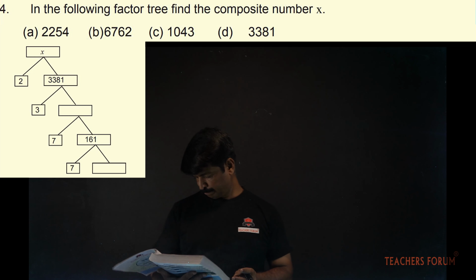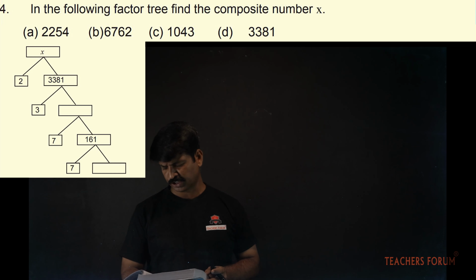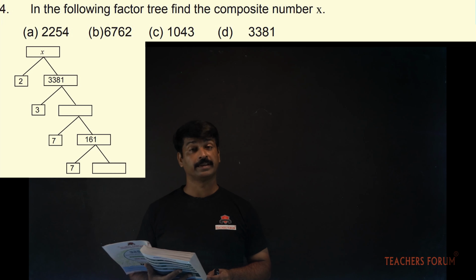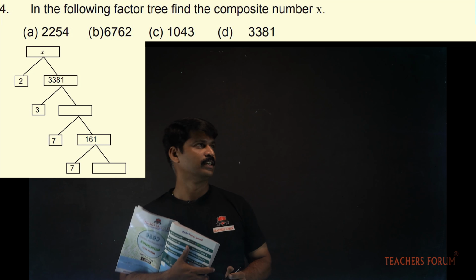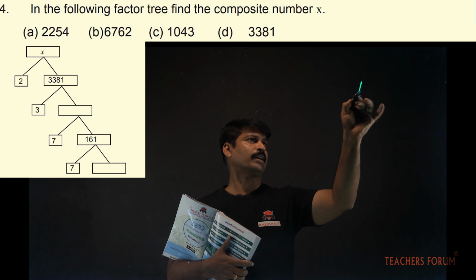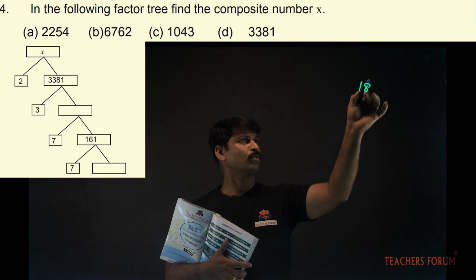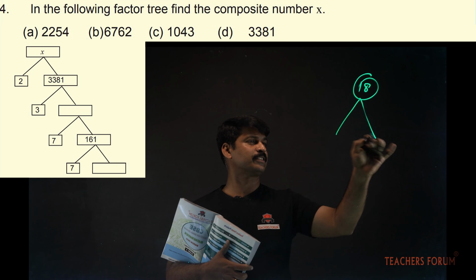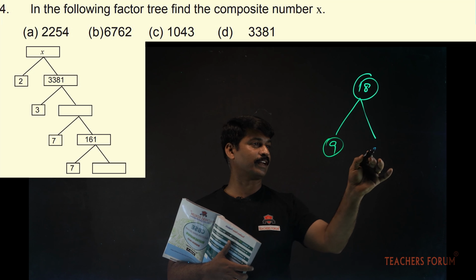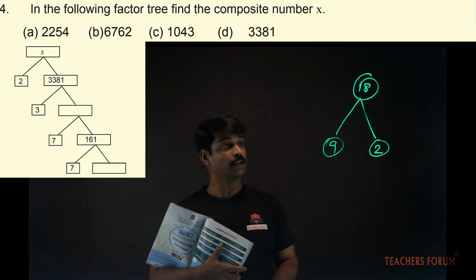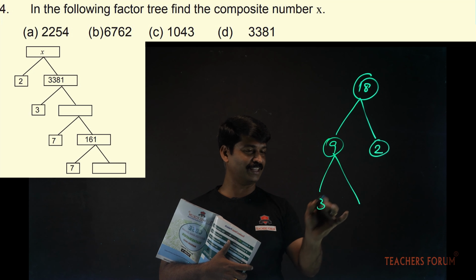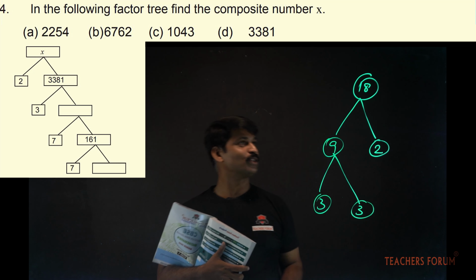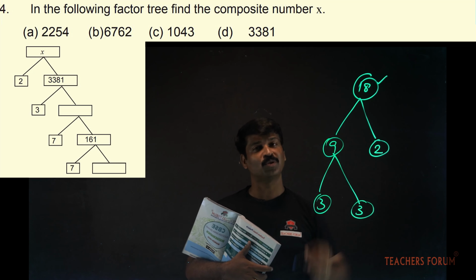Question number 4. Complete the following factor tree and find the composite number x. So here in the factor tree, you have to find the value of x. You see, you are given a number 18. So 18 can be factorized as 9 twos are 18, that is 9 into 2. Now again this 9 can be factorized as 3 into 3. So what is this 18 equal to?